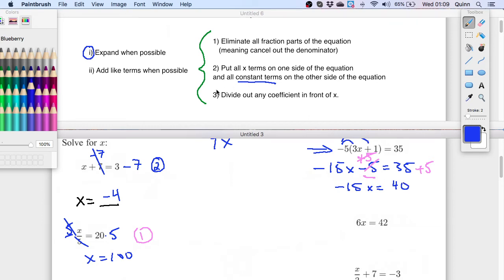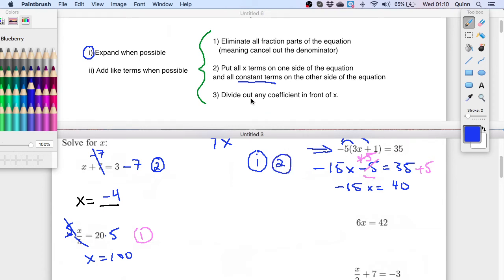And then now look at this step 3. So far we've used substep 1, so I'll put that here circled: eliminate all fractions. We didn't have to do that. Put all x terms on one side of the equation and all constant terms on the other, we used step 2.